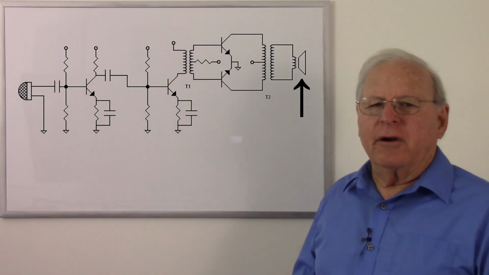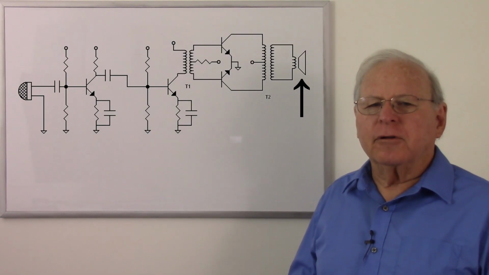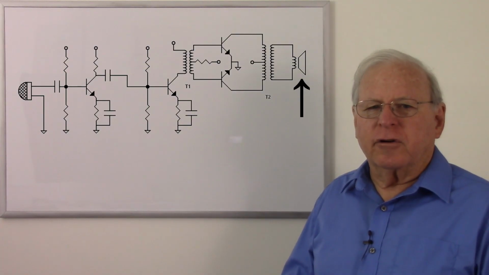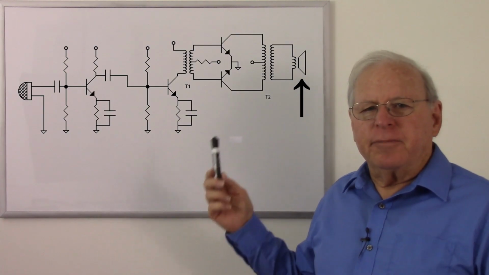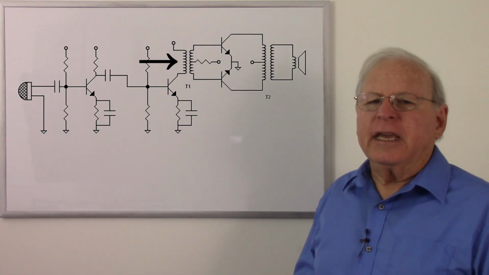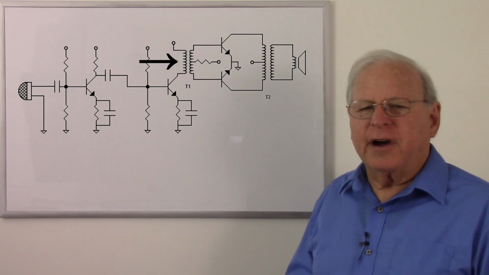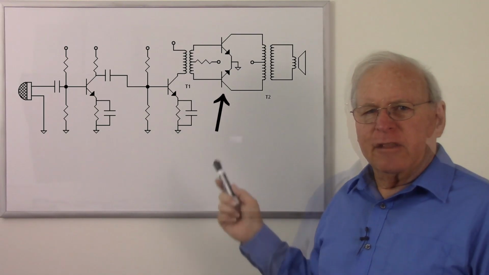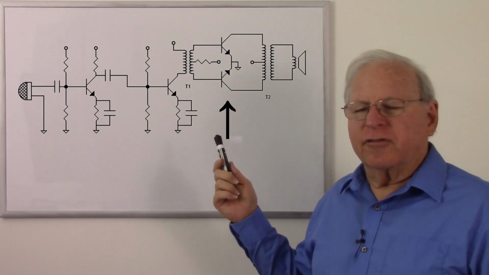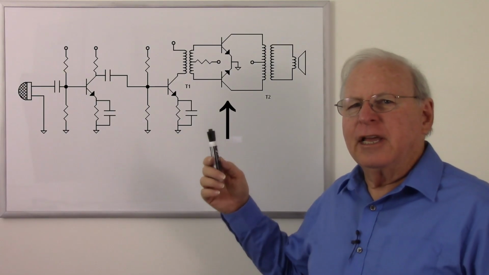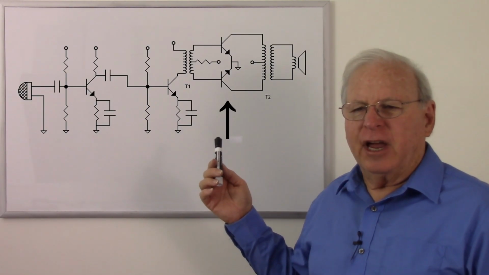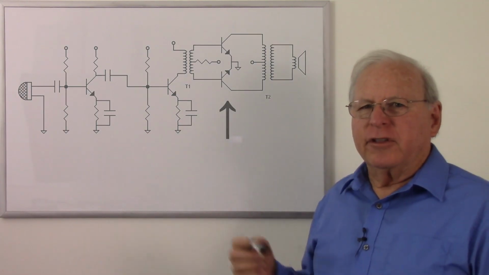So this diagram here is a transformer coupled push-pull amplifier. It picks up the input from the collector of the transistor of the voltage amplifier and then divides that into these two transistors, because one transistor amplifies one half of the cycle and the other transistor amplifies the other half of the cycle, finally driving the speaker.